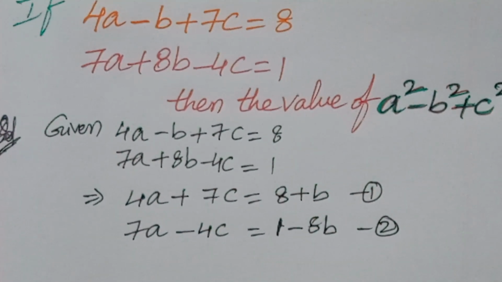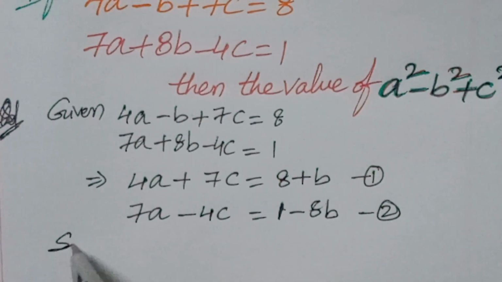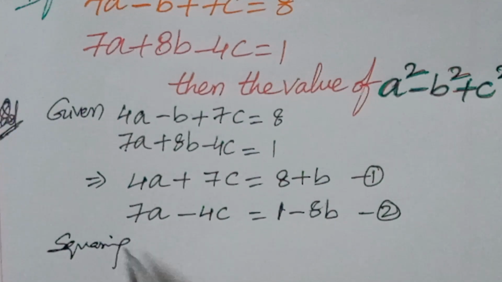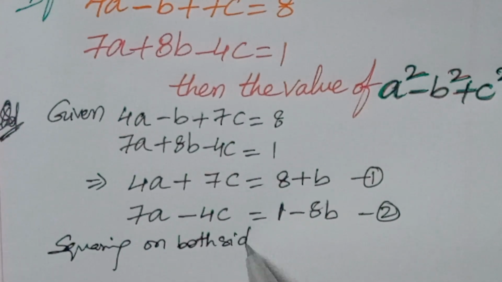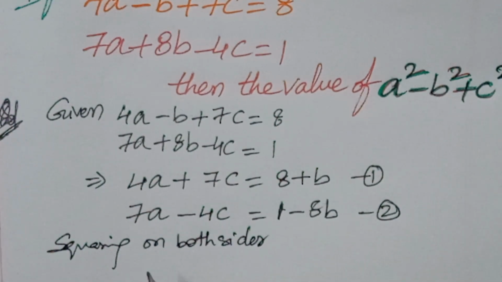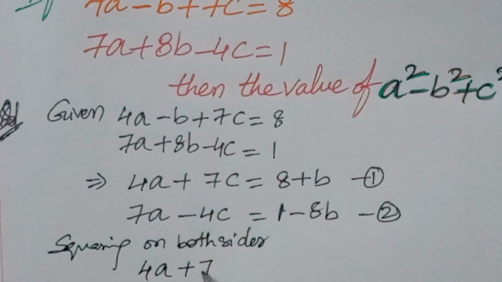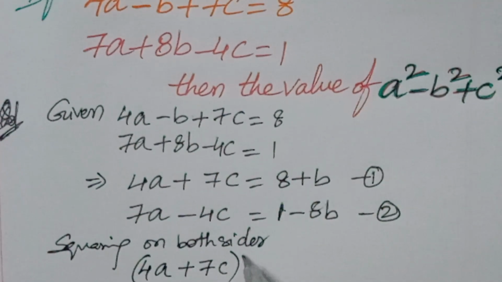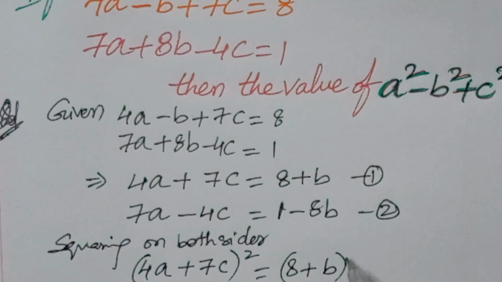Now what you have to do? Squaring on both sides. So if you do squaring on both sides, the first one will become 4a plus 7c whole square is equal to 8 plus b whole square.